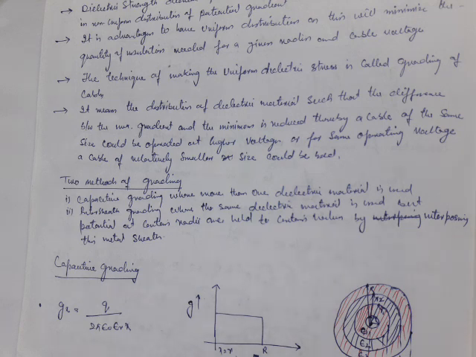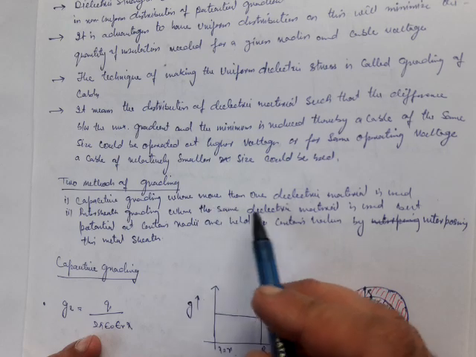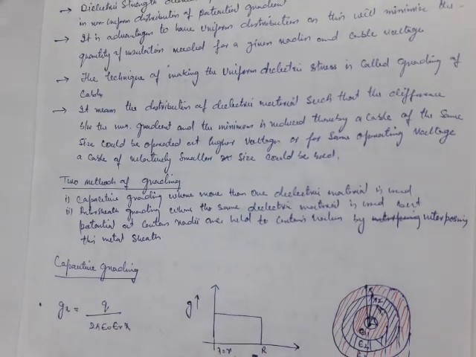Now in this class we'll discuss the method of grading, how the dielectric is graded so that the dielectric strength is made almost uniform throughout its length. There are usually two methods. One is capacitive grading, where more than one dielectric material is used. Instead of a single material from the conductor surface to the sheath, we are using different dielectric materials of different dielectric strength so as to make this dielectric strength uniform.